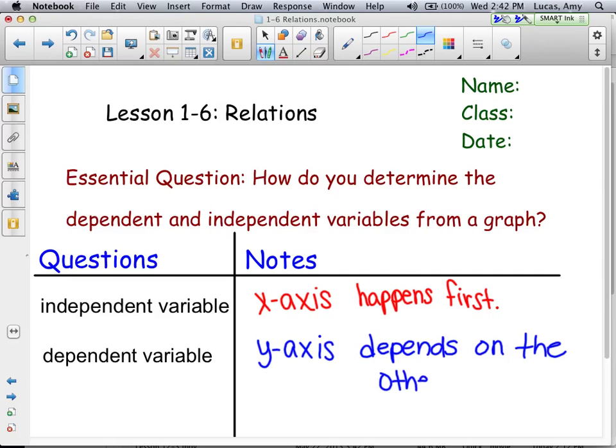So for example, when you're graphing, you graph the x-coordinate first, and then the y-coordinate. Your placement of your point on your graph is going to depend on where you went for x first, before y.